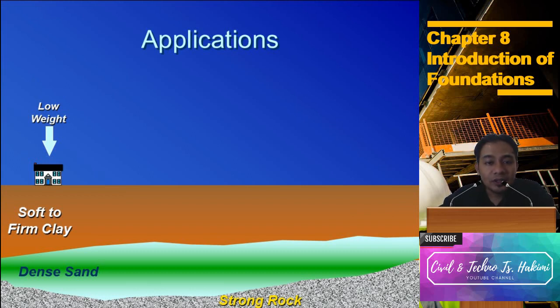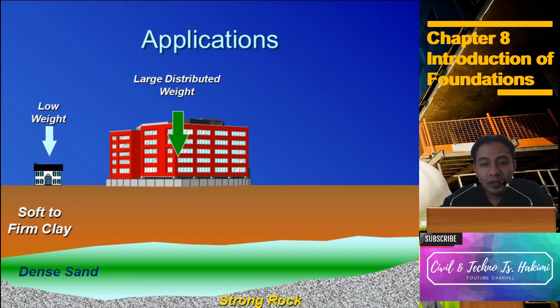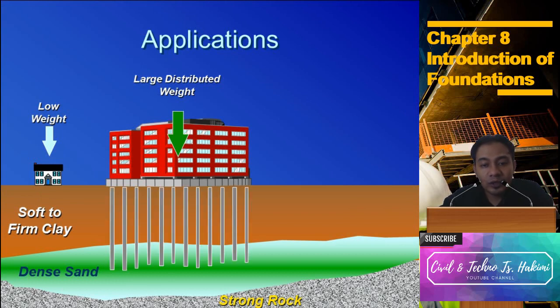Okay, this is applications of the buildings. So we can see here, for low weight buildings, usually we can construct the small building with a shallow foundation. For heavier distributed weight, usually we can use a deep foundation. This is the pile system, to distribute the load far into the soil.